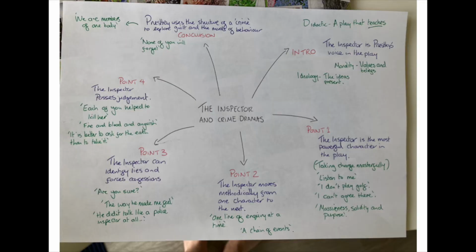We've got to consider thematically what's going on. We've got to consider almost character as well, because we're focusing on the inspector in this particular detail, and the fact that the form of a crime narrative and why that is a significant thing for Priestley to choose and why he chose that particular form.